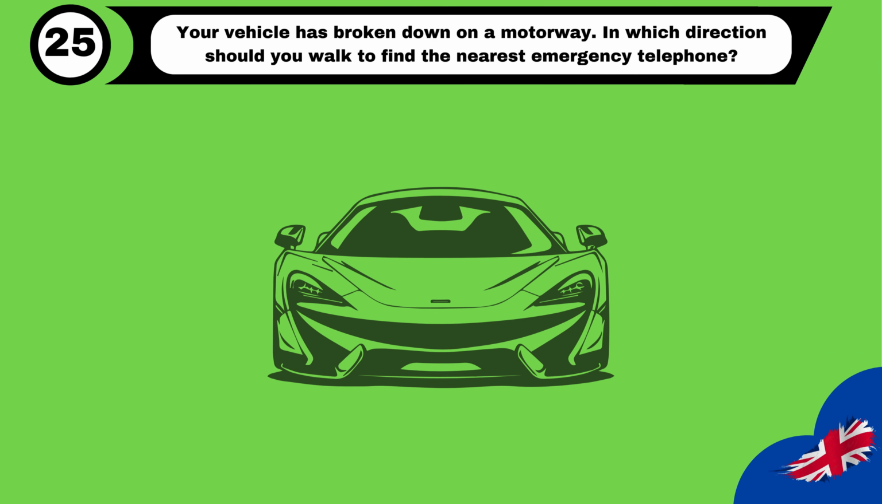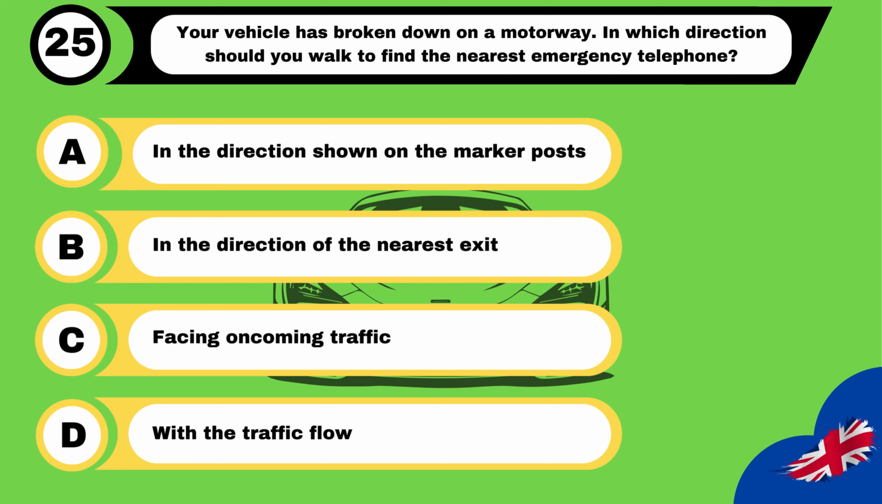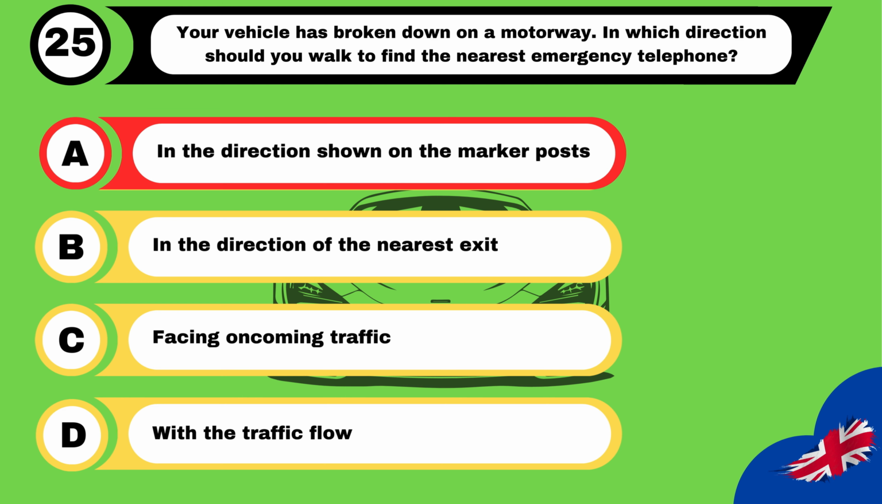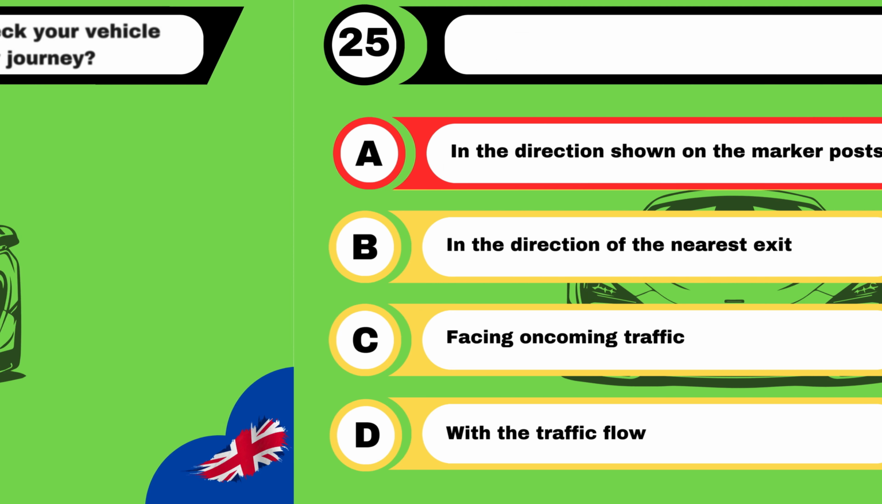Question 25. Your vehicle has broken down on a motorway. In which direction should you walk to find the nearest emergency telephone? A. In the direction shown on the marker posts. B. In the direction of the nearest exit. C. Facing oncoming traffic. D. With the traffic flow. The answer is A. In the direction shown on the marker posts.